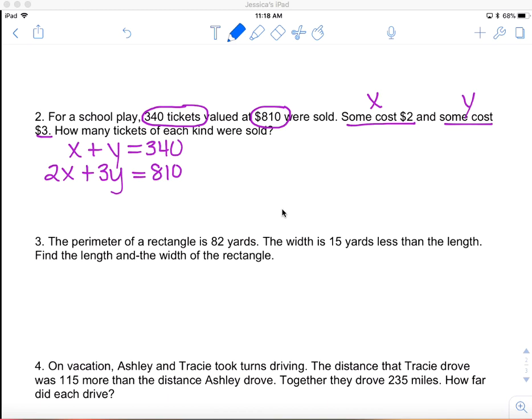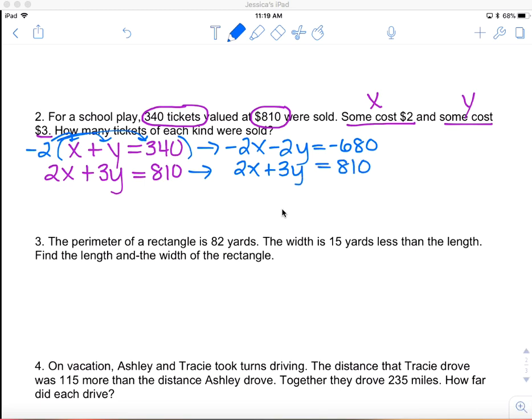So, in order to eliminate a variable here, I need to multiply the top equation by something. I can multiply the top by -2 to get the x's to cancel, or I can multiply the top by -3 to get the y's to cancel. I'm just going to use -2 since it's a smaller number. When I do this, this becomes -2x, -2y, and -680. The bottom is going to stay the same. I'm not going to change the bottom at all.